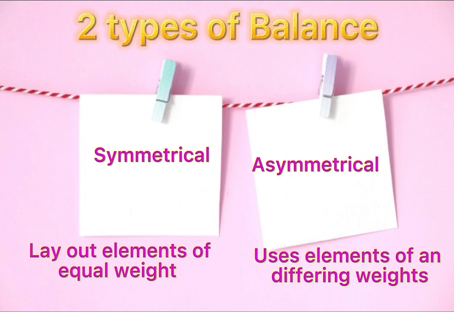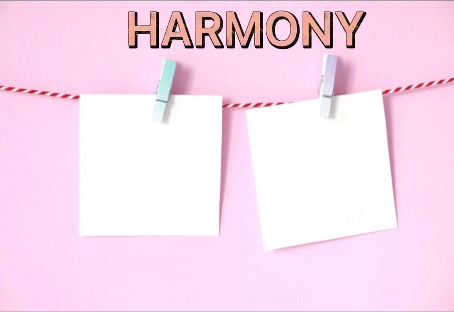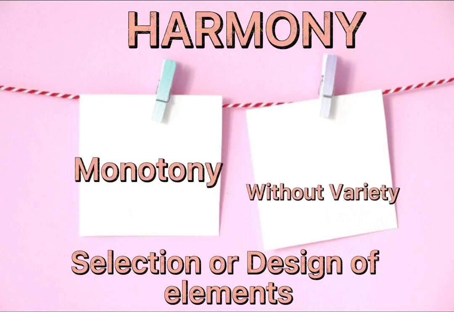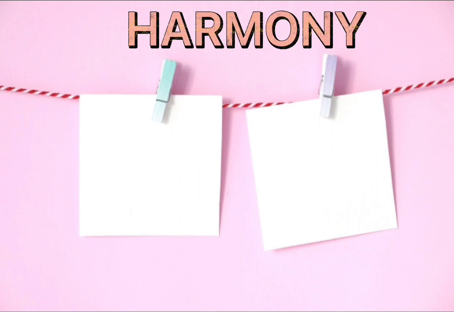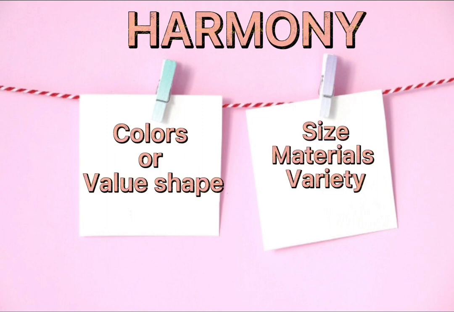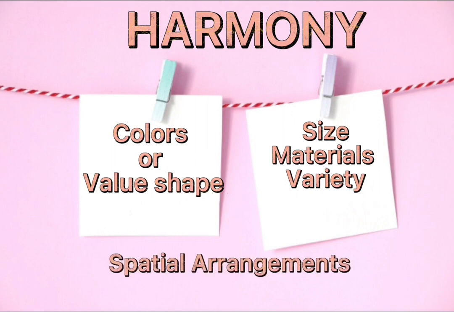the overall design. Harmony is a pleasing agreement of parts or combination of parts in a composition. Harmony involves the selection or design of elements that share a common trait. However, harmony becomes monotony without variety. Common traits: orientation, colors, value, shapes, size, materials. Variety: the extent of differences in design elements. Visual interest is enhanced by introducing dissimilar elements in spatial arrangements.